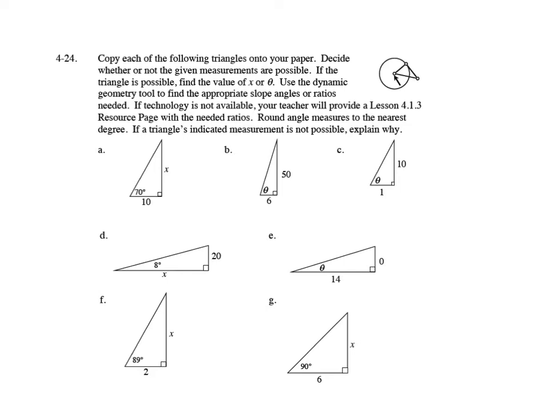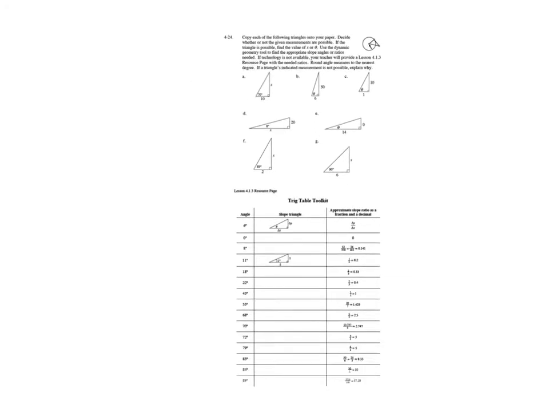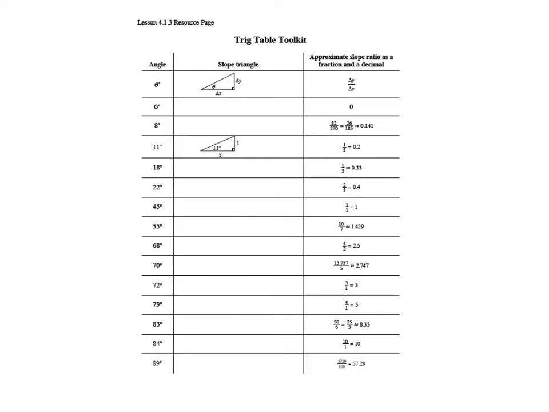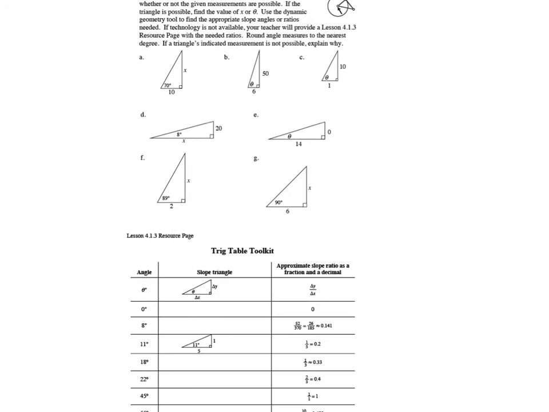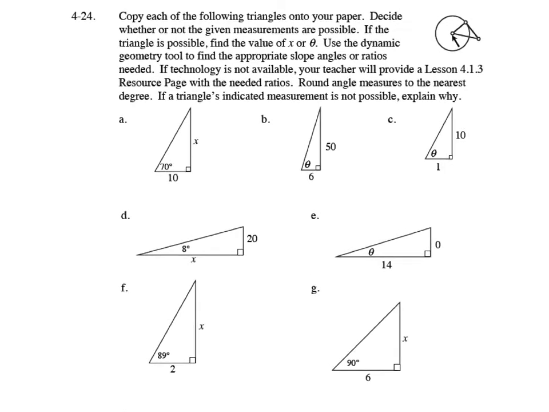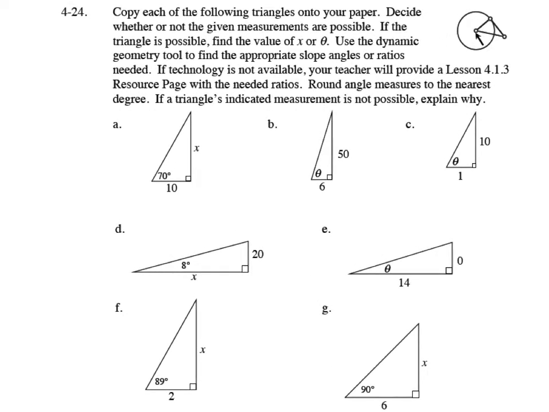If the triangle is possible, find the value of x or theta, and what you're going to do is use this resource page down here. So if you need to, again, take a screenshot of this to have it, that's perfectly fine. But we're going to use these ratios and their corresponding angles to help us solve for these triangles up here as we move forward. So for example, as I look at this first problem, I see a 70-degree angle.